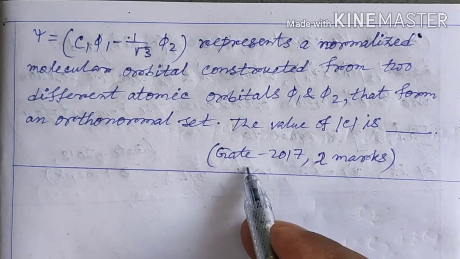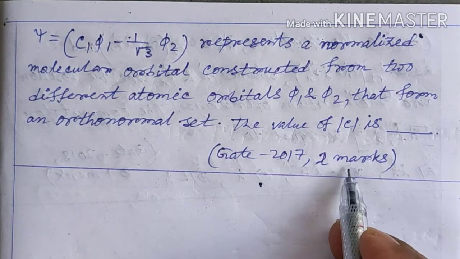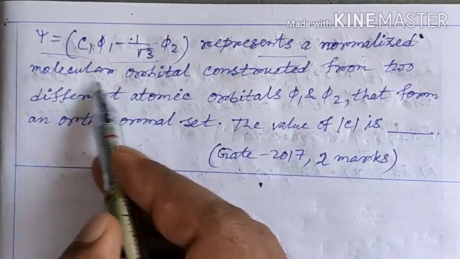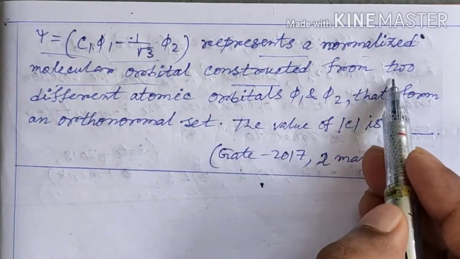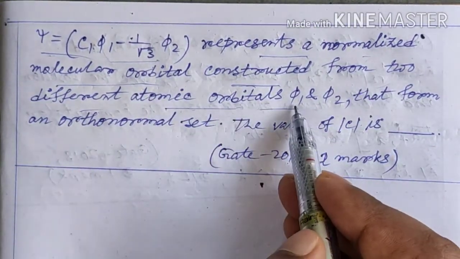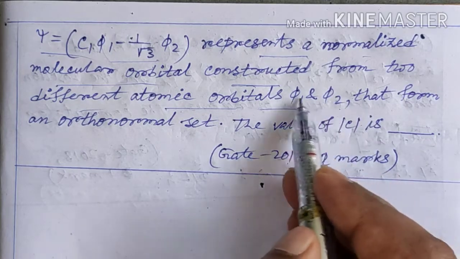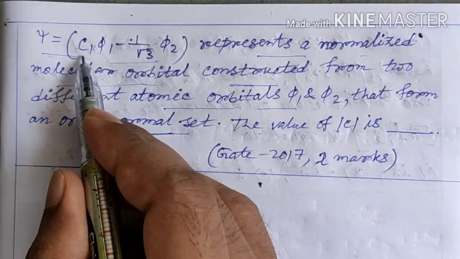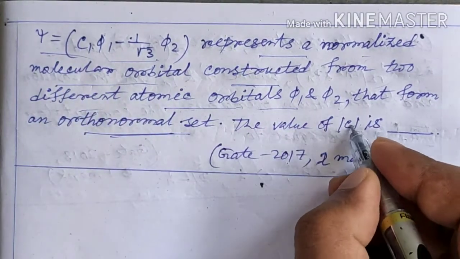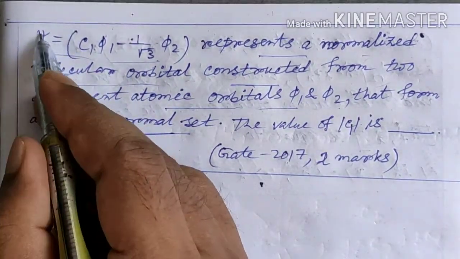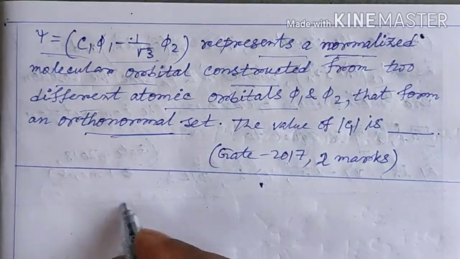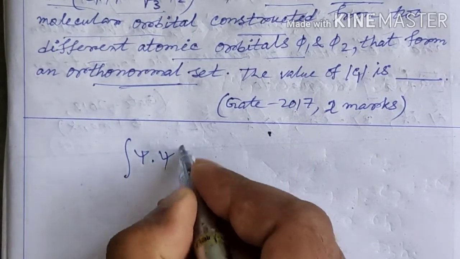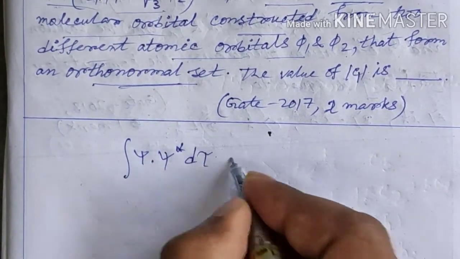Now the next question was asked in GATE 2017 for 2 marks. It is given that this wave function represents a normalized molecular orbital constructed from two different atomic orbitals, phi 1 and phi 2, and these two are orthonormal set. We have to calculate the value of C1. Since this wave function is a normalized wave function, that means we can write that psi into psi star d tau is equal to 1.